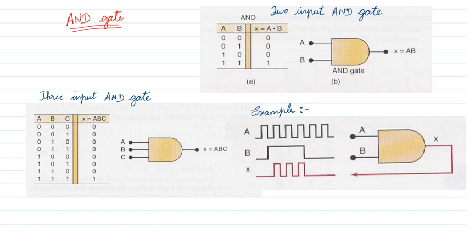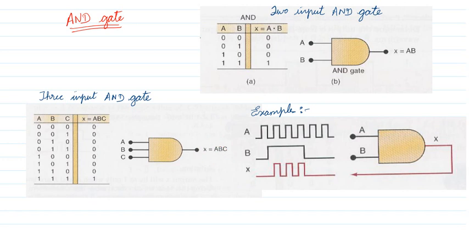Similarly, for a 3 input AND gate, since we have 3 inputs, 8 combinations are there. When all are 1, the output is 1. When one of the inputs, if you take A, B, C, any one is 0, the output is 0. So for 3 inputs, X equal to A and B and C.